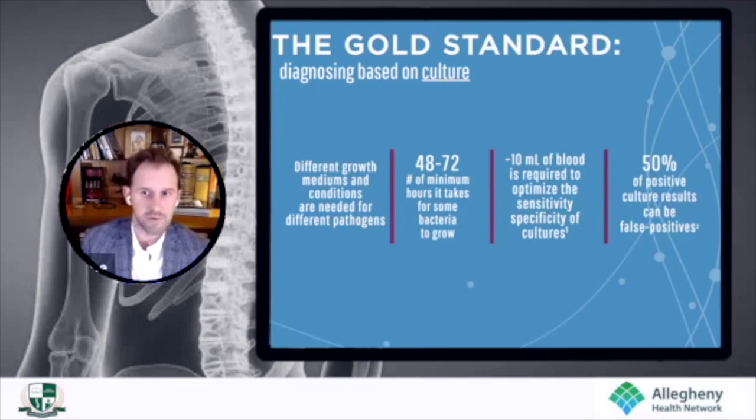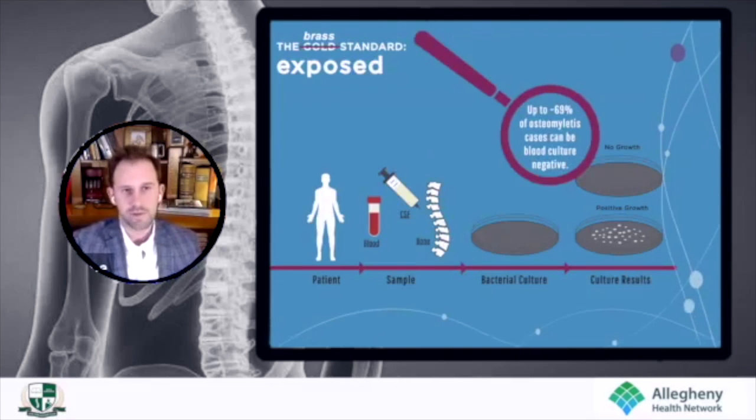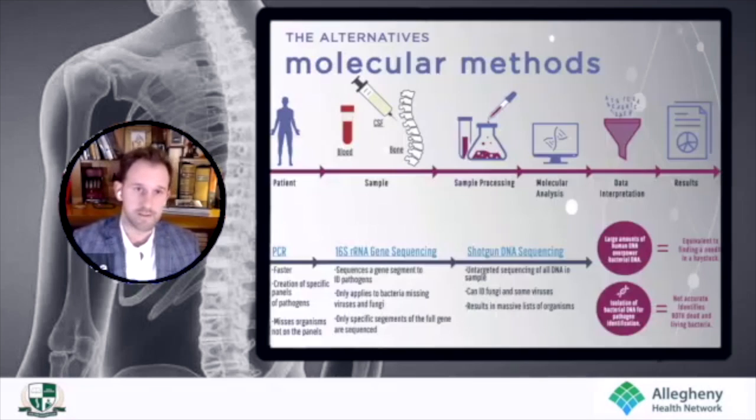And still, 50% of positive culture results can be false positives. Now, I truly see the culture as what it really, I think, is, which is a brass standard. For instance, in spine surgery, up to 69% of vertebral osteomyelitis cases can be blood culture negative, forcing you to go into the OR and get a bone biopsy before you're ever even able to decide what to start treating with. And in the meantime, you're just blasting patients with broad spectrum antibiotics, contributing to antibiotic resistance.